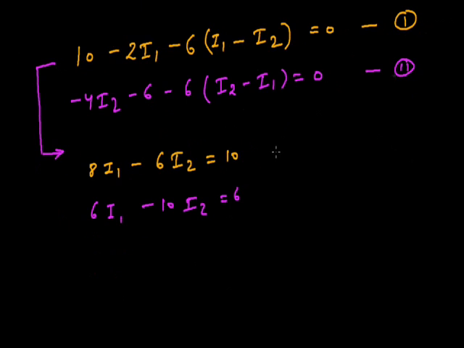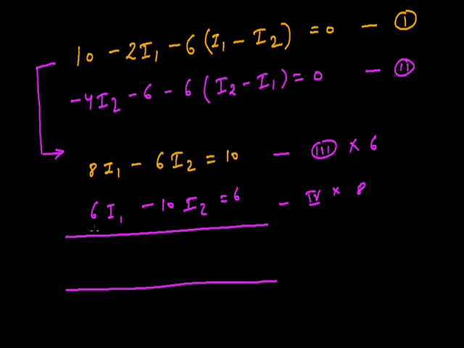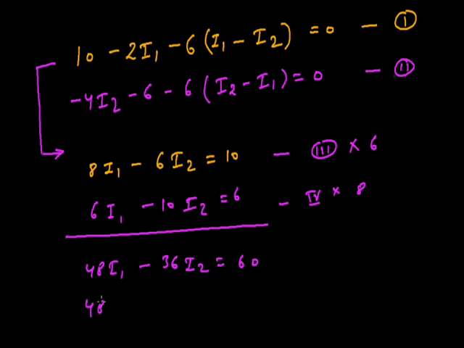So we multiply equation third by 6 and equation fourth by 8. So this can be solved. The I1 terms cancel after subtraction. This will become 48 I1 minus 36 I2 is equal to 60, and this one gives 48 I1 minus 80 I2 is equal to 48.